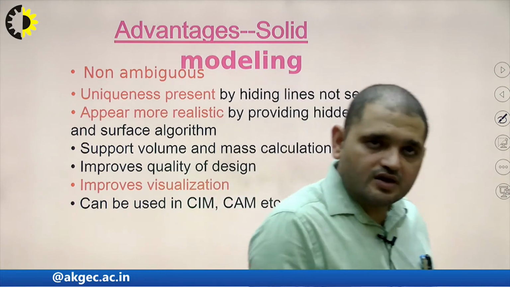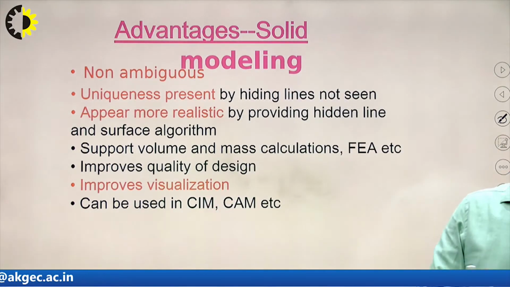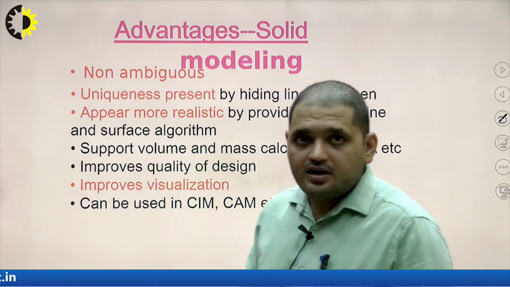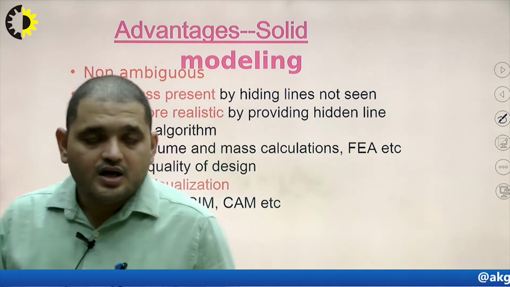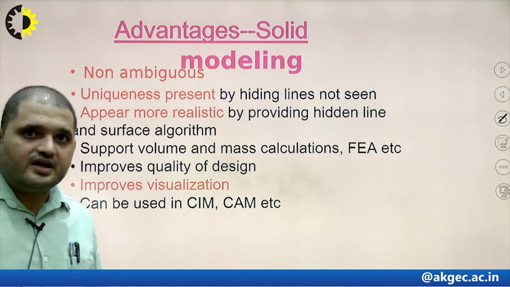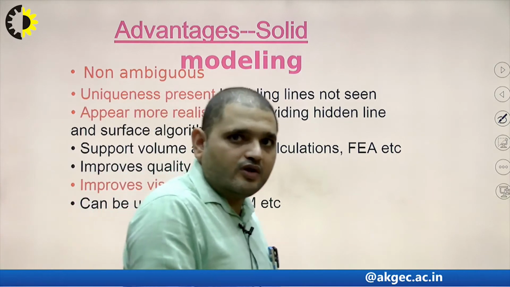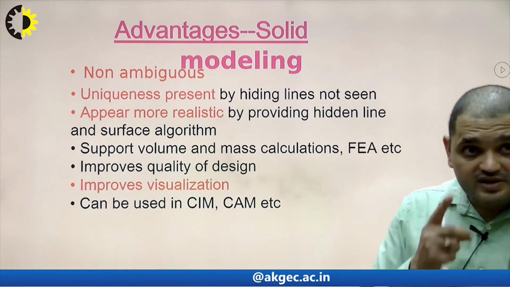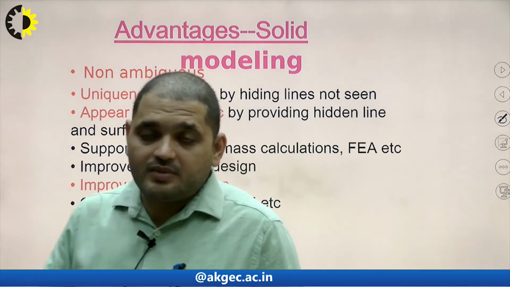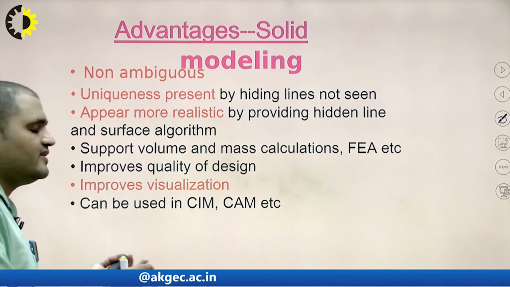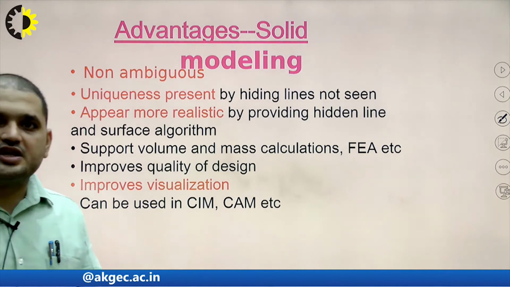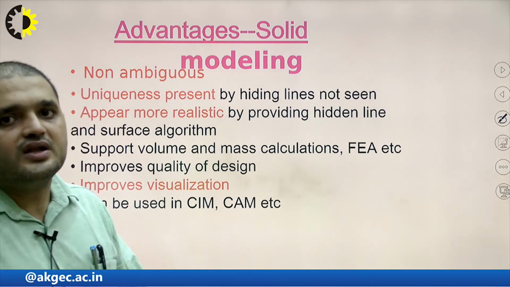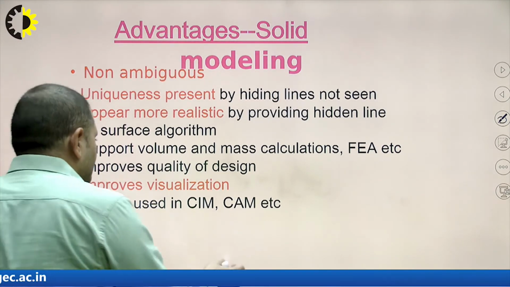So the advantages of solid modeling: it's non-ambiguous, we have already seen. Uniqueness is present, as hidden lines are not seen. It appears more realistic by providing hidden line and surface algorithms. It supports volume and mass calculation, improves quality of design, improves visualization and can be used in CIM and CAM. That is, CAM is obviously a part of CIM, so at least you can use it in CAM.